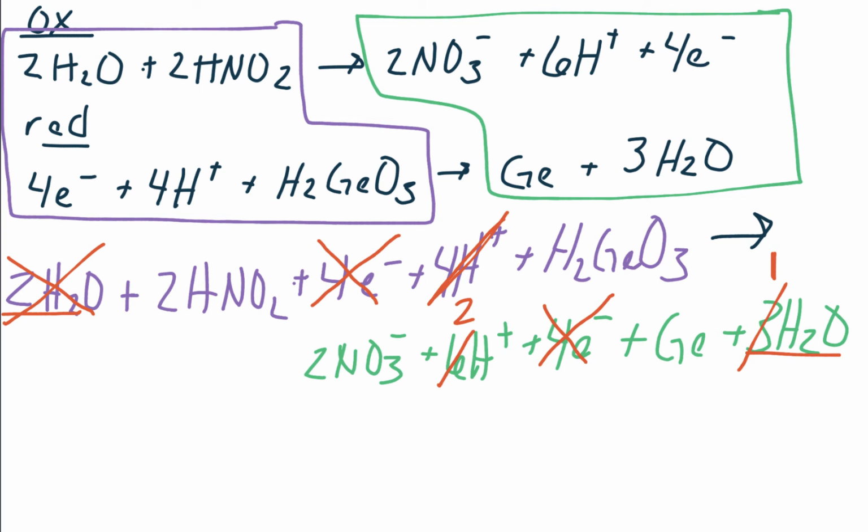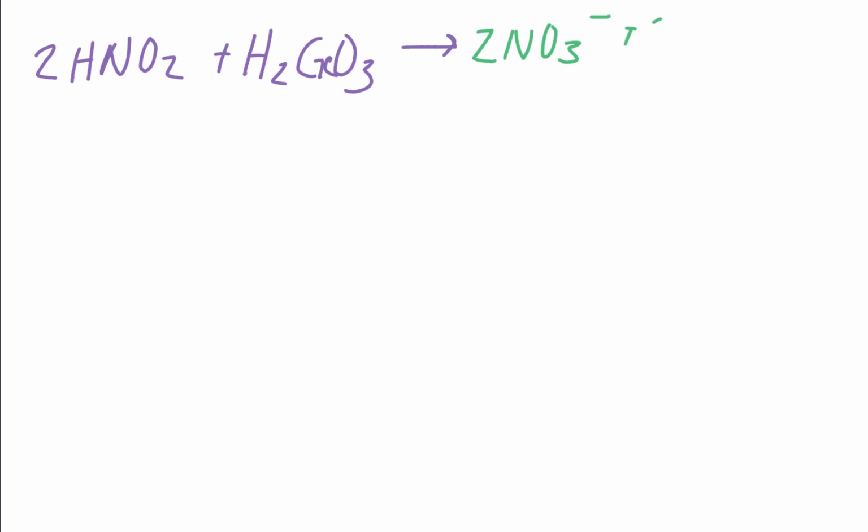That leaves us with nitrous acid, germanic acid, nitrate, and germanium. It's all the same elements, as it should be, because it's going to be a balanced equation, but they're showing up in different species, so they don't cancel. So then we can rewrite the equation with our simplified version. Okay, and then once you have that all put together, you can always double check.